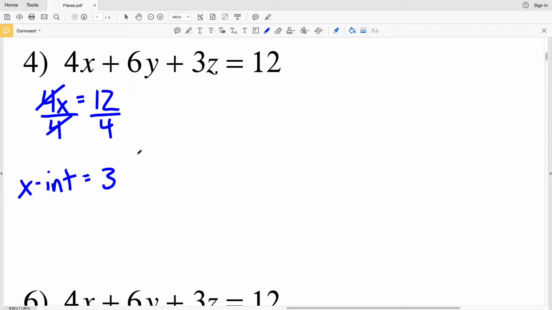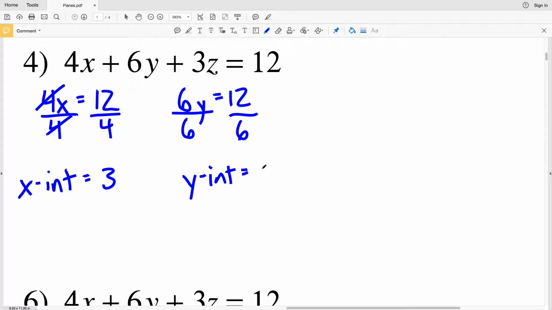Now, for my y-intercept, if x is 0, 4 times 0 is 0, and z is 0, 3 times 0 is 0, so I'll have 6y equal to 12. 6y equals 12. When I solve this, I'll get my value of my y-intercept. So dividing both sides by 6, I'll get that my y-intercept is equal to a positive 2.